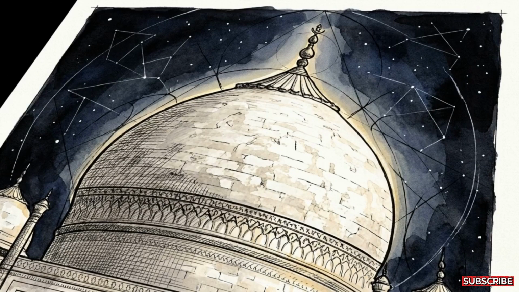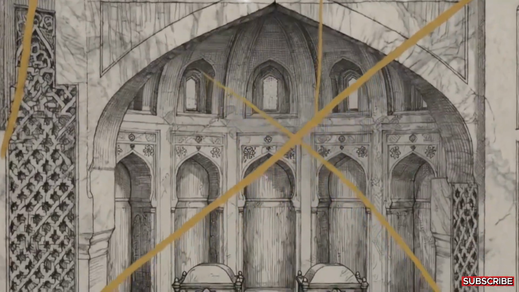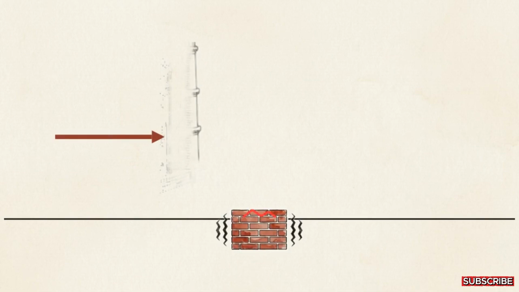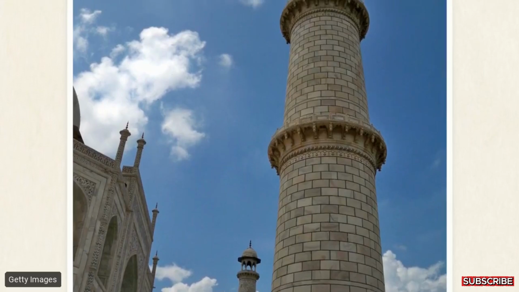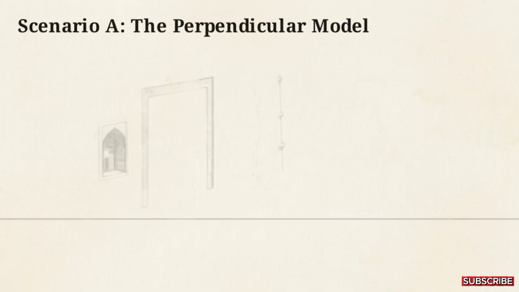The central 73-meter dome represents the vault of heaven. Because it sits directly over the burial chamber, it is the most structurally and theologically sensitive part of the complex. During an earthquake, lateral forces cause tall, slender structures to fracture at their base. For the Taj Mahal, the primary risk was the potential collapse of the framing minarets. In this model, let's look at scenario A.